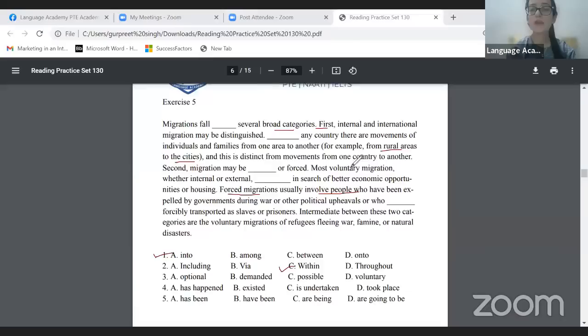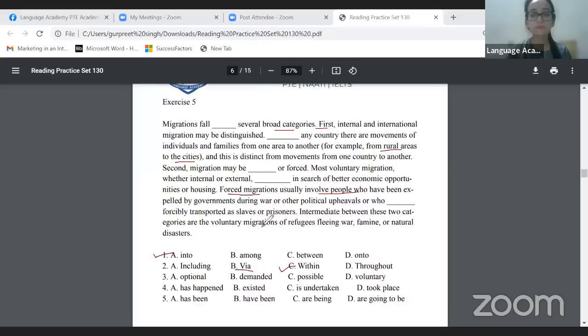Why can we not say via? Via means through the route, like you can reach Sydney via the tunnel. Via means through, bypassing something. Including any country. So it's not about including a country in something. And throughout is used when you want to say everywhere. Here we don't want to say everywhere in any country. We want to say in one particular country, within the country. Within is used when we always want to put a limit, not to cross the boundary. That is when we use the word within.